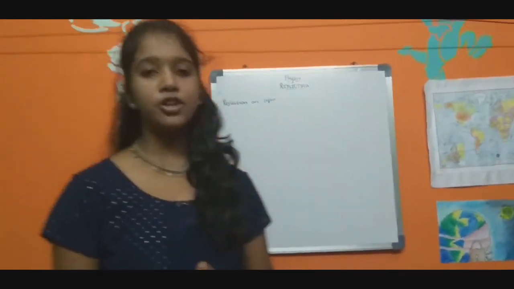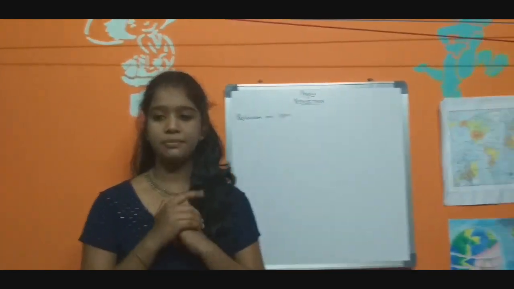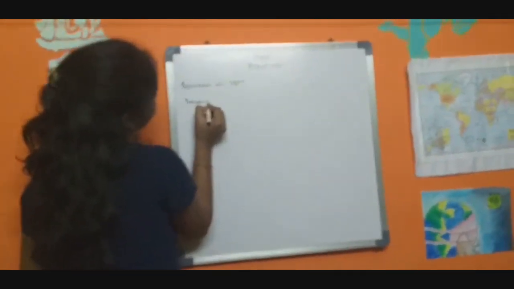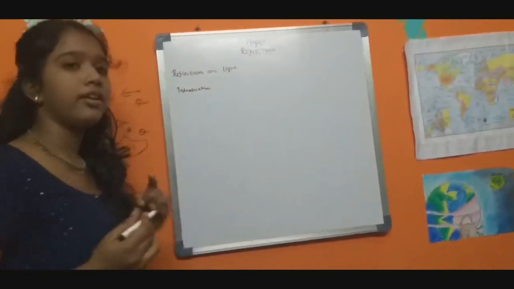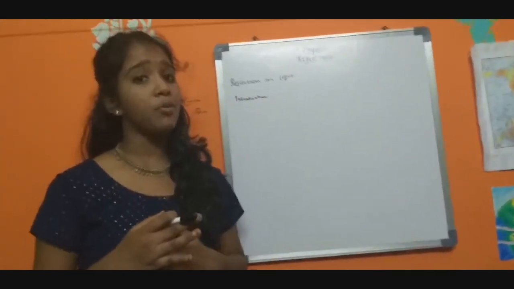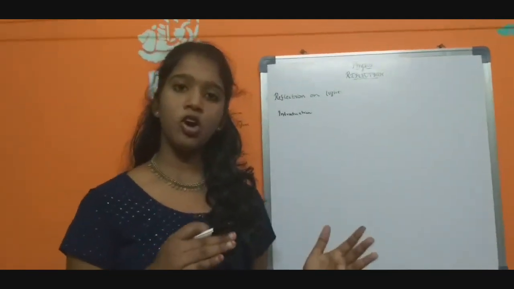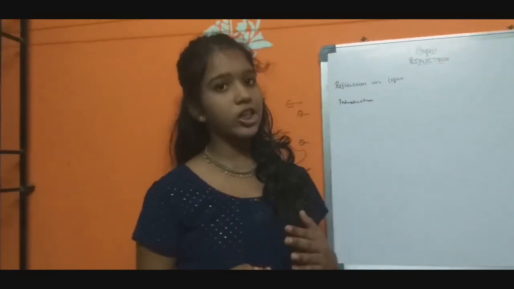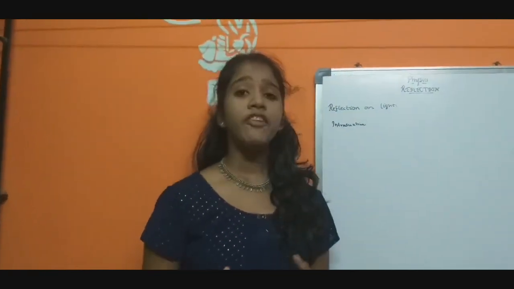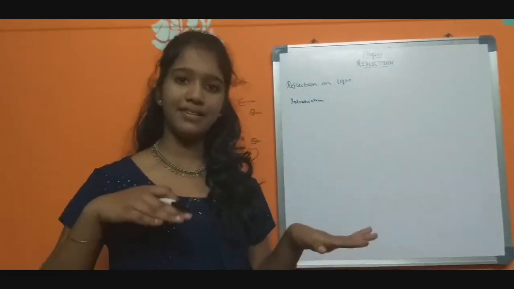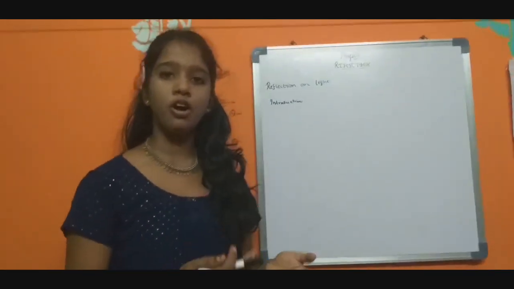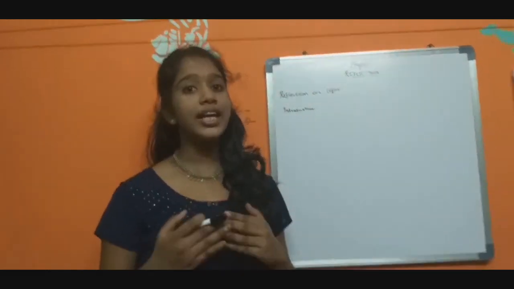Now we should go to our introduction. Before that, we have to know one thing: what is meant by homogeneous medium and what is meant by heterogeneous medium? Homogeneous medium means it has the same properties throughout. Heterogeneous medium means different properties. We know that in a homogeneous medium, light travels in a straight line. But when it falls on a surface, what happens? What changes will occur?